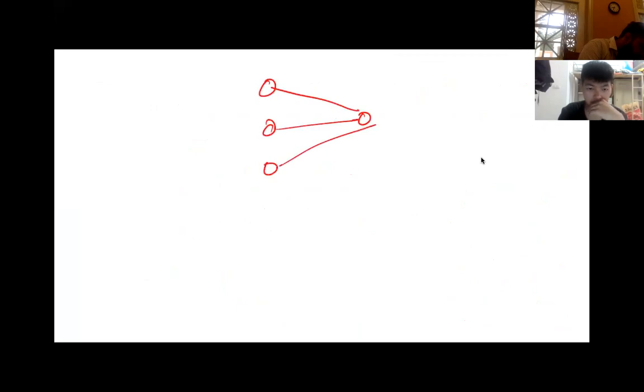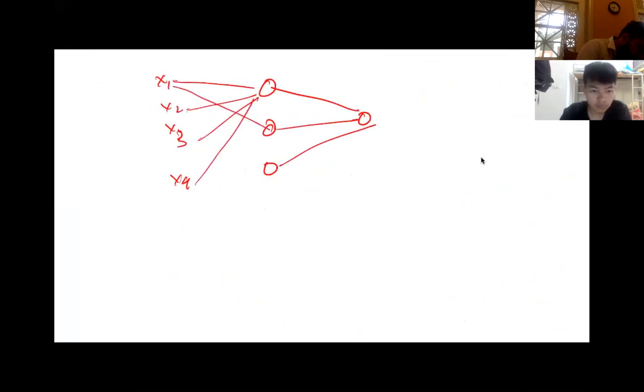So x1, x2, x3, and x4. And these are, of course, connected like this. I'm not going to draw all of these, but you can extend it. Right? So let me write the expression for each neuron of this neural network and the output.